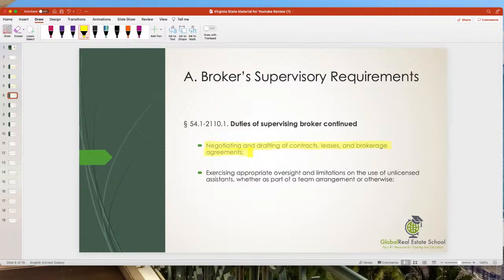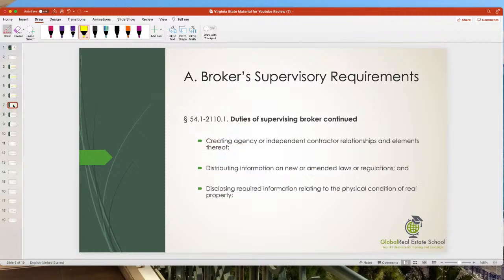So again, oversight is very important. And I think you'll see questions. You'll be able to answer those with no problem. Now, again, we're continuing on with duties of the supervising broker, creating an agency or independent contractor relationships and elements thereof.